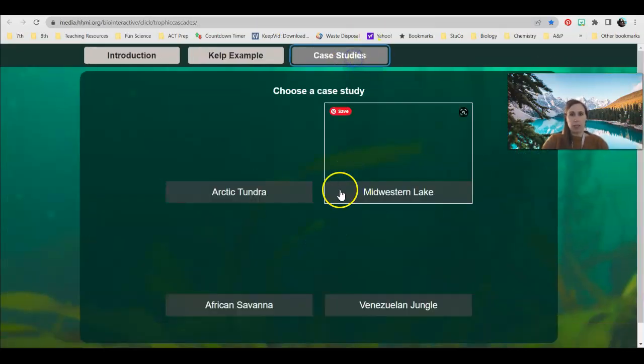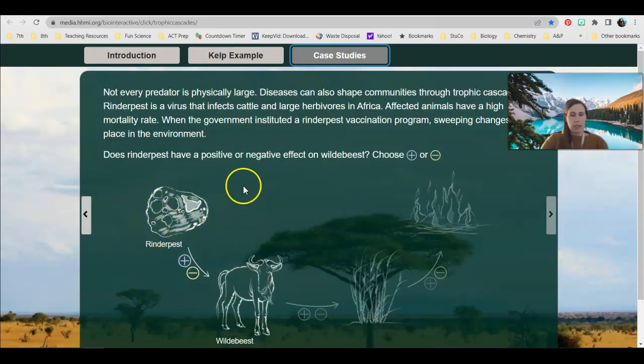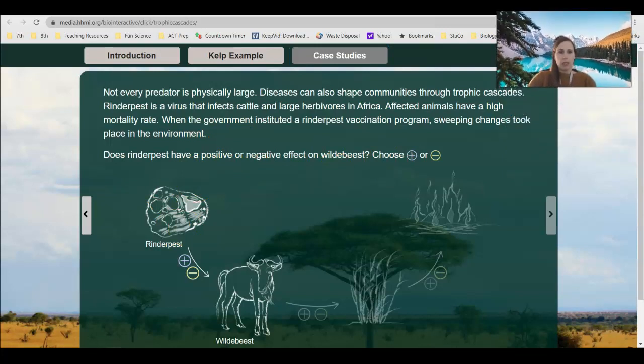So I'm going to click on case studies. I'm going to choose African savanna, and we're going to learn about this little virus that infects wildebeest. So not every predator is physically large. Diseases can also shape communities through trophic cascades. Rinderpest is a virus that affects cattle and large herbivores in Africa. Affected animals have a high mortality rate, meaning that they die a lot.